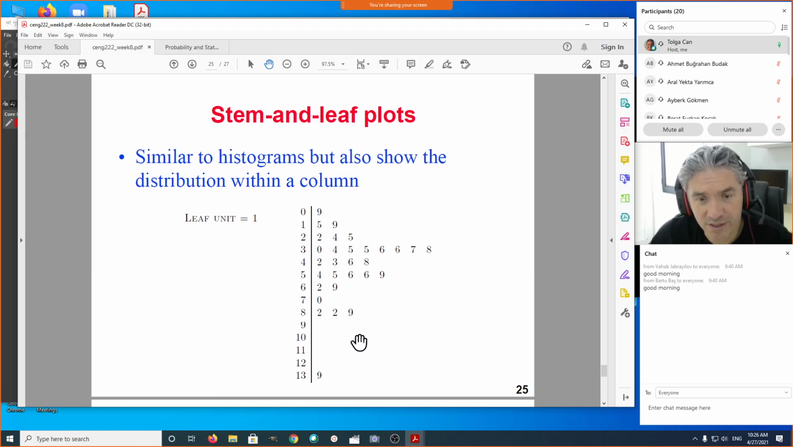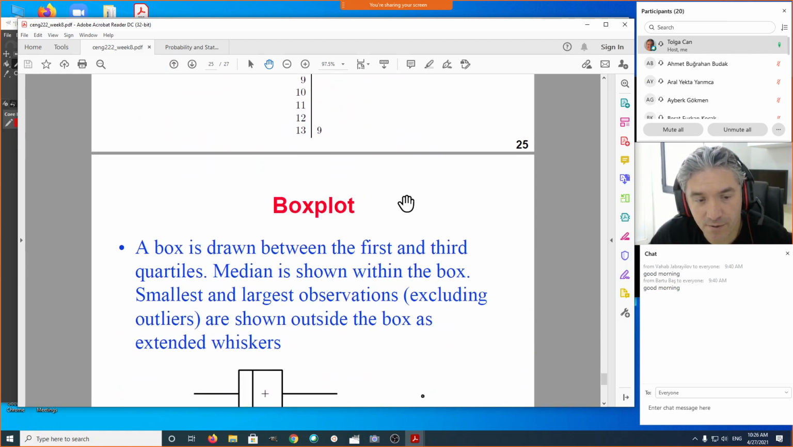So the stem and leaf plot, if you have a lot of data points, it will be very complicated, too many numbers here. So usually the stem and leaf plot may be suitable for small samples, but for very large sample sizes, we usually prefer the histogram, losing some of the information. The stem and leaf plot also shows how the data is distributed within the bin.